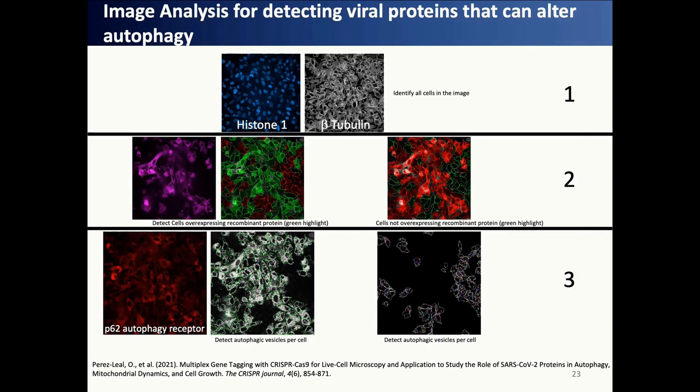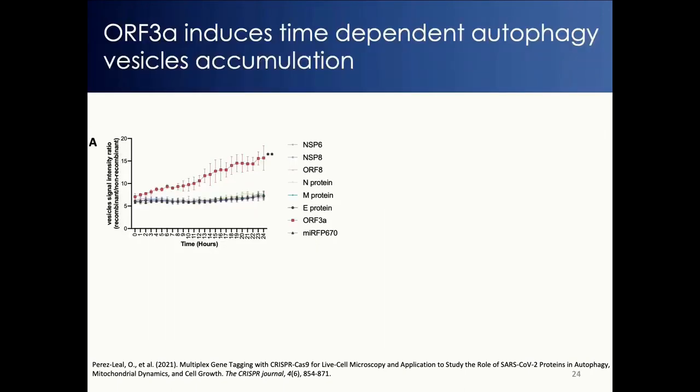So the microscope took thousands of pictures independently over 24 hours. We tracked the cells every hour during 24 hours. And when we did the ratio of signal intensity for all these proteins, we noticed that for only one protein, there was a statistically significant change, and that protein was called ORF3A.